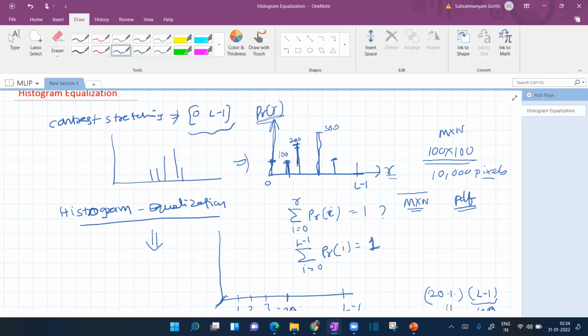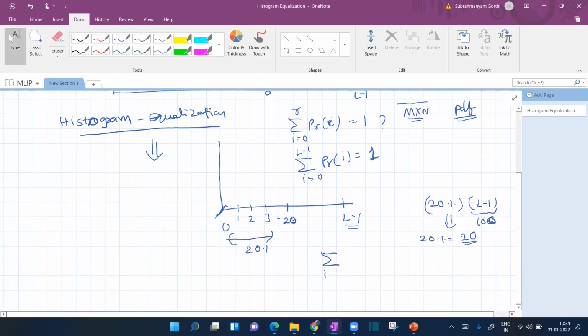Is that clear? Any questions here? You can make a histogram into a PDF by simply dividing the values of your y-axis, which is the total number of pixels with that particular intensity, by the total number of pixels. That's all. That is going to get converted into a PDF. Now you could profit from all the properties of a PDF, if that is going to help you.